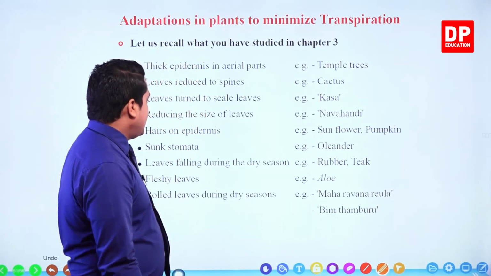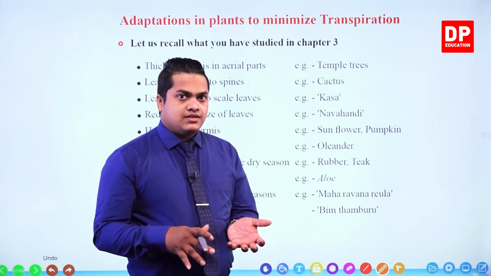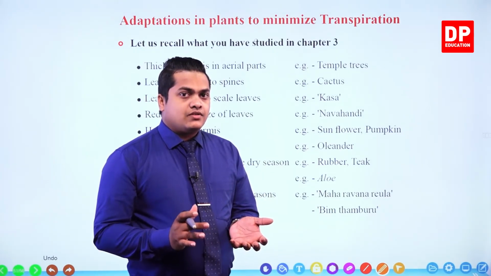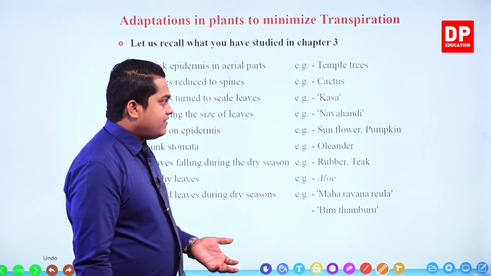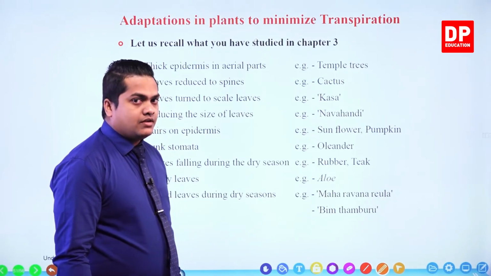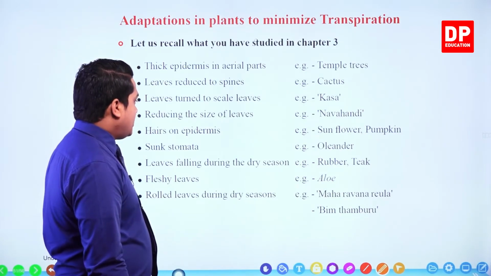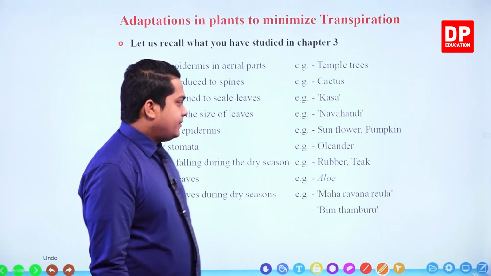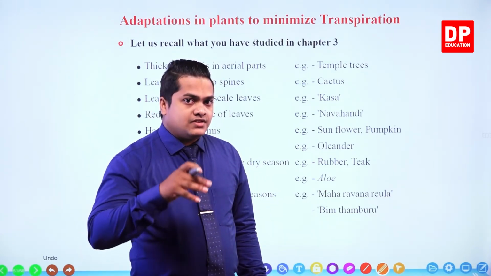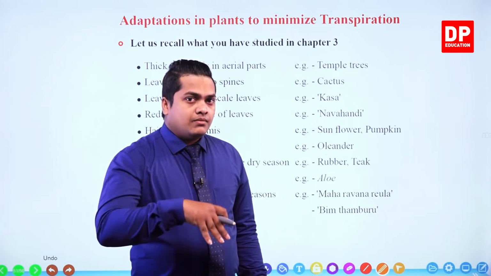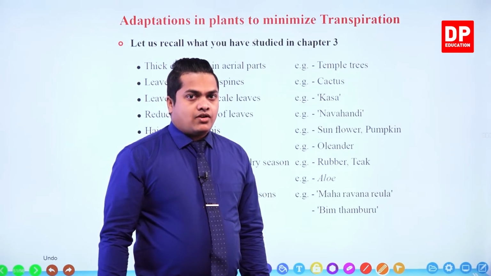Next one, hairs on the epidermis. On the epidermis of the plant, there are hairs. Those hairs are also going to minimize the rate of transpiration. The examples given are sunflower and pumpkin. Then sunk stomata. Sunk stomata means the stomata are not at the surface, they have sunk within the plant leaf. The example given is oleander.